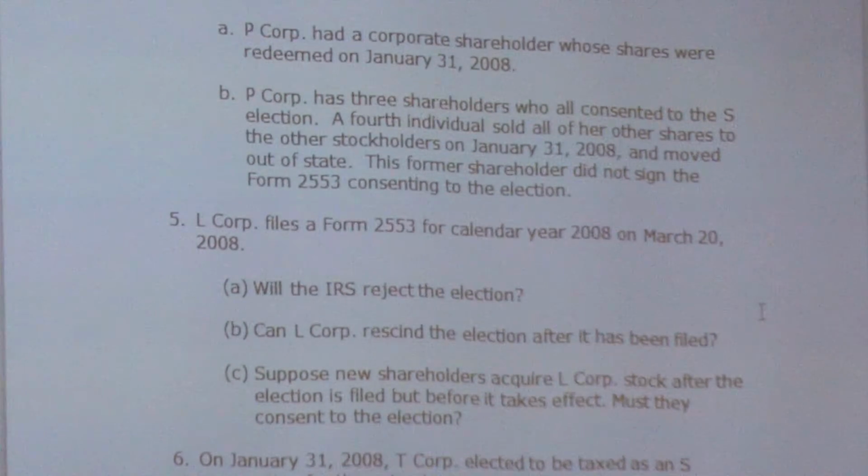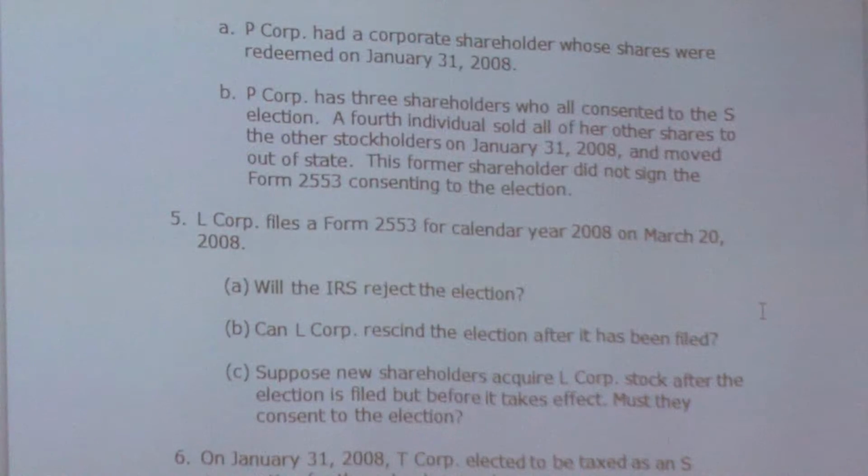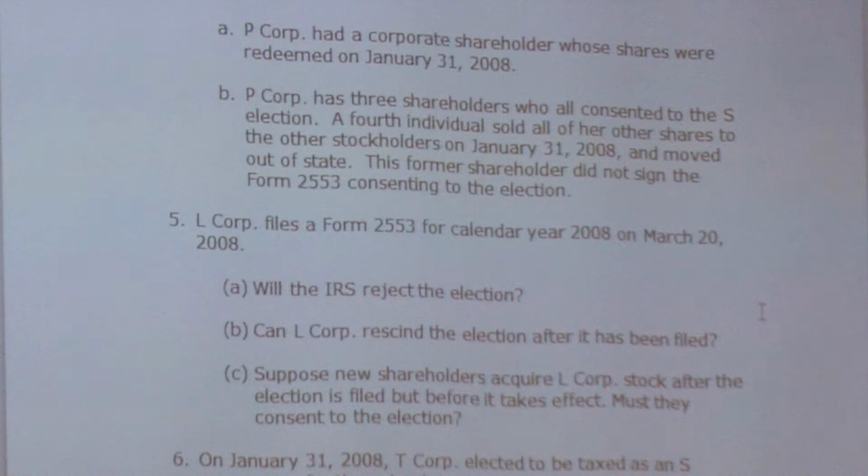Suppose new shareholders acquire L corporate stock after the election is filed but before it takes effect. Must they consent to the election? Thoughts, anybody?